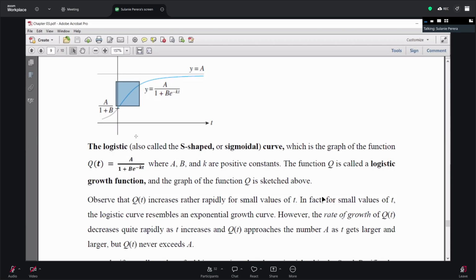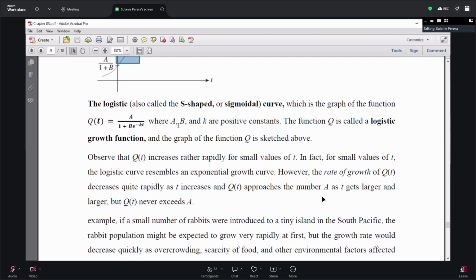Initially, it increased very fast. So here also after some time it increases, but not as fast as it did initially. So with time, as t increases, Qt approaches A, but it never exceeds A, right? It never goes beyond A. A is the maximum.